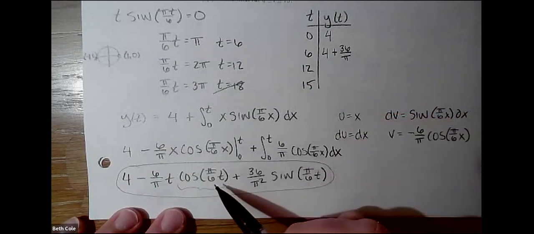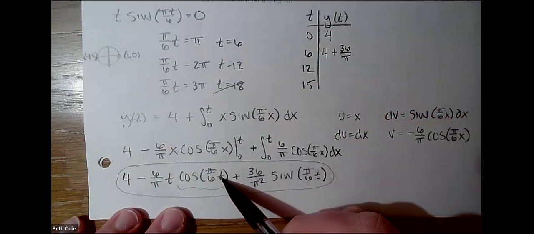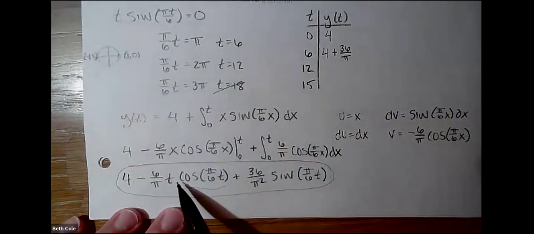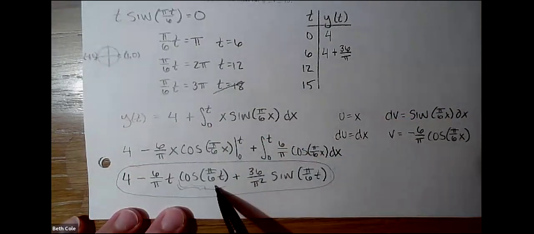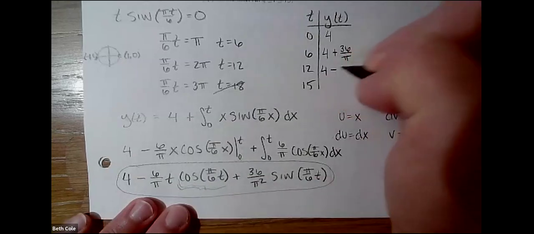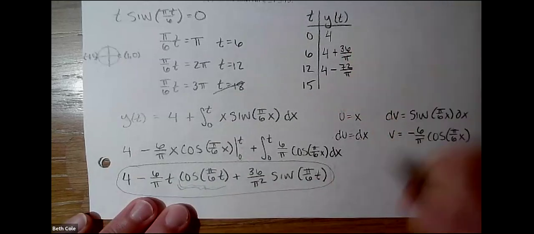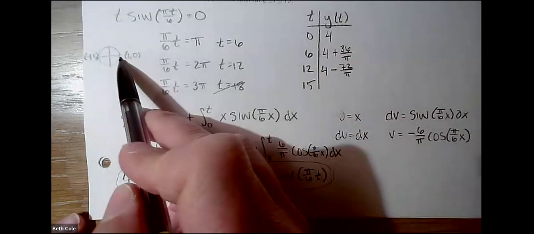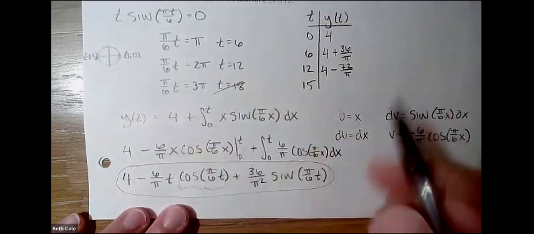All right, plugging in 12. If we plug in 12, we're going to get 2 pi, which is right here. Cosine is 1. So essentially, you can ignore this part because it's just 1. And then we're going to plug in 12. So 12 times 6, what is that, 72? So this will be 4 minus 72 over pi. And again, if you plug in 12 here, you get 2 pi. Sine is going to be 0. Sine is the y value.